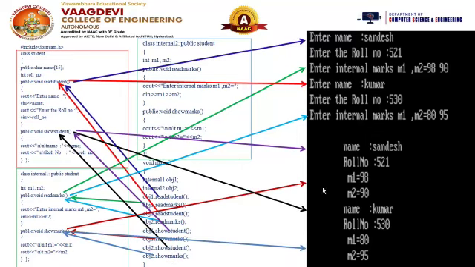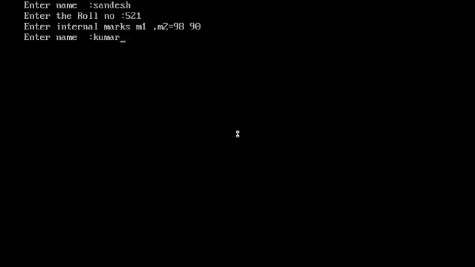Here I am giving the input values, that is name, roll number, marks. So these are the values that are stored in object obj1. The name, roll number, marks.